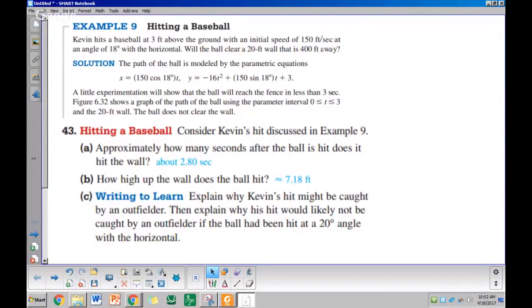Let's go over some of the homework first here on parametrics. Number 43 said, consider Kevin's hit discussed in example 9, and I took the liberty of pulling up example 9 so you have some details. Approximately how many seconds after the ball is hit does it hit the wall?